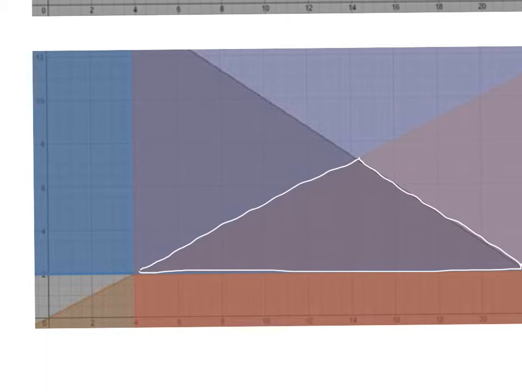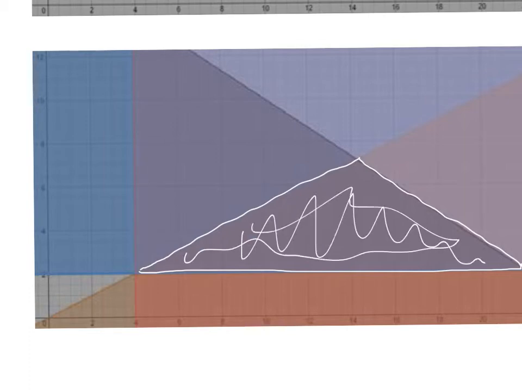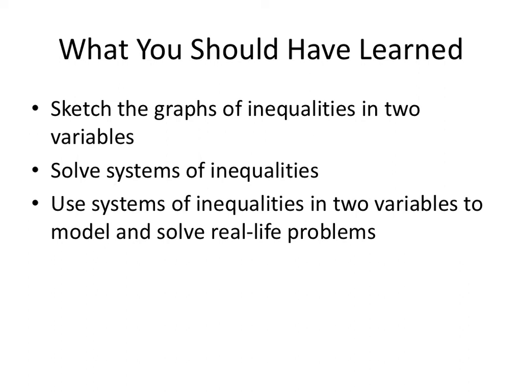So you can see, you can learn a lot from systems of inequalities, and of course all these different possibilities in this region also exist. But we can learn a lot about a business from just simple inequalities and deciding, hey, this is what I need to do, and it could apply to any number of different decisions that we have. Okay? So, we've learned how to sketch graphs of inequalities in 2 variables. We've learned to solve systems of inequalities. We've learned to use systems of inequalities in 2 variables to model and solve real-life problems. And that's it for today.